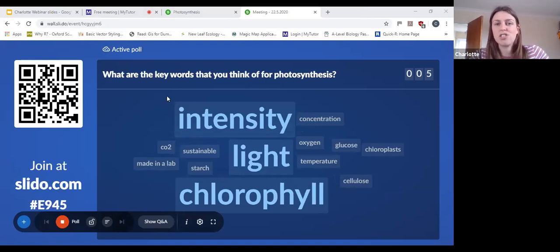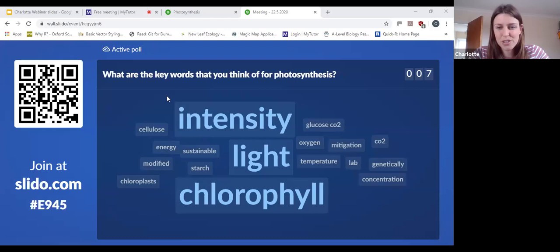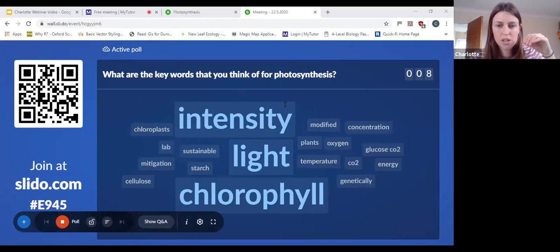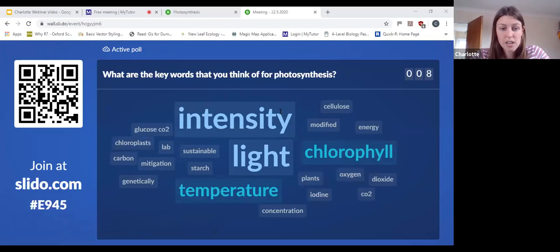So this is quite different to Monday, where we had lots and lots of keywords, but we didn't have quite so much about the different factors that affect photosynthesis. We had lots of chlorophyll, which again has come up here, and we had glucose, and lots of other words. And this is much more thinking about energy, thinking about light intensity, carbon dioxide concentration, and temperature. All of those are in there, which is great.